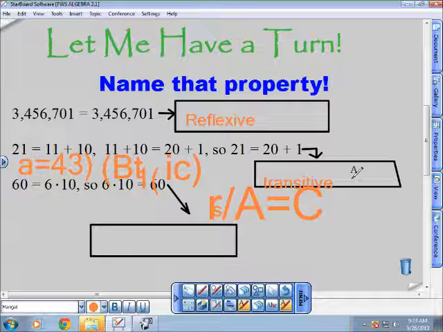Okay. And then the last one. Hopefully you can read that. 60 equals 6 times 10. So 6 times 10 equals 60. So we just flip those on either side of the equal sign. What do we call that? Noah? Symmetric.